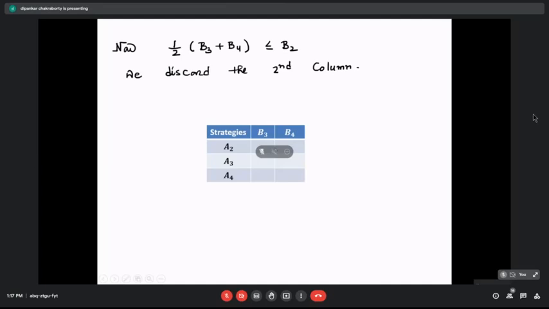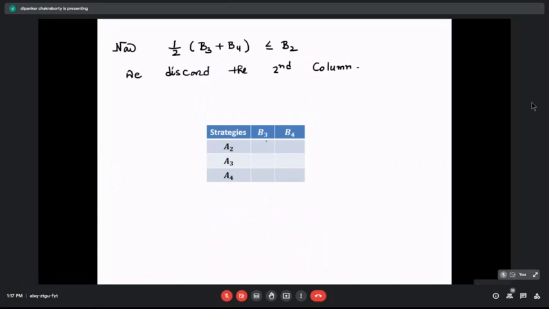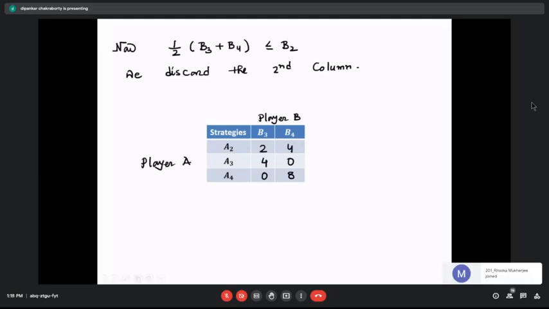So now if you discard that second column, what is going to come? B3 and B4 will be there. It is going to be 2, 4, 4, 0, 0, 8, right? So 2, 4, 4, 0, and 0, 8. This is for player B, and this is for player A. Now, any relation? Because you have to delete any one row now. Then it will transform to 2 cross 2. Now I hope you can do it.